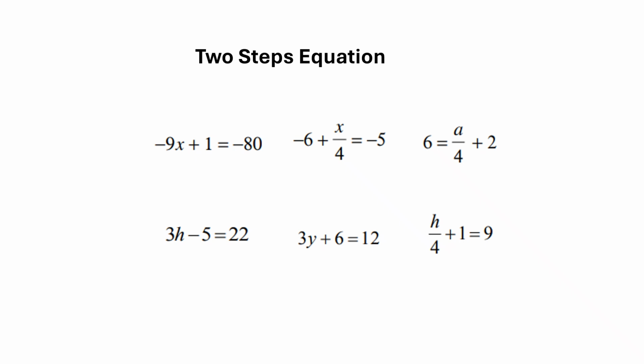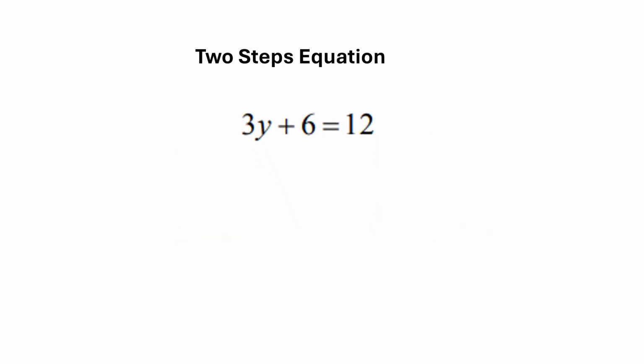I'll start with the easiest. 3y plus 6 equals 12. The most important thing, you look at the side where you have the letter or the variable, this side here. To solve, we don't need to see anything else other than y. We just want y. So we need to get rid of the 6 and we need to get rid of the 3. We always get rid of the plus and minus first.